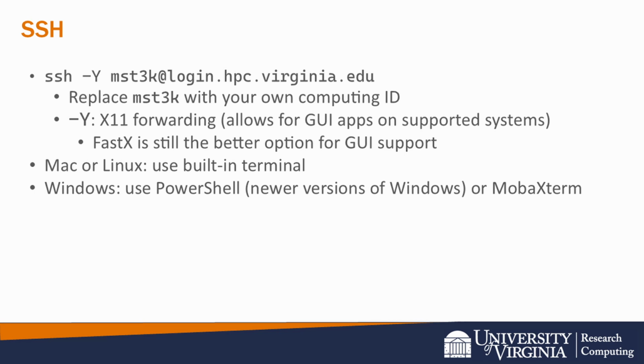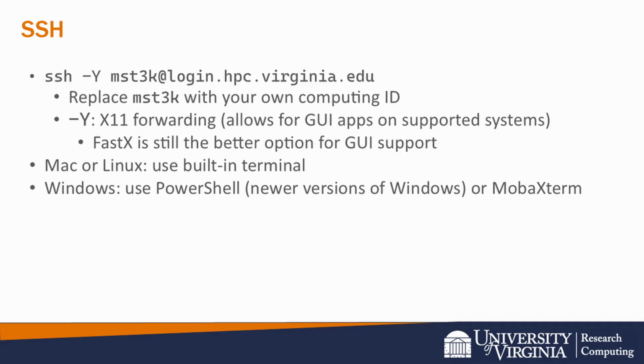If you're on Mac or Linux, you should already have an SSH interpreter built into your command line. Simply open a terminal and use that command. On newer versions of Windows, you can run the SSH command from PowerShell. If you have an older version of Windows, you might need to use a separate application. We recommend MobaXterm. Similar to FastX, you must be on the UVA network to use SSH, either by being on grounds or using the UVA VPN.